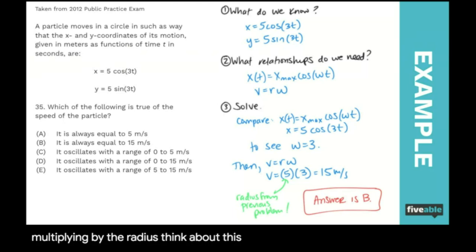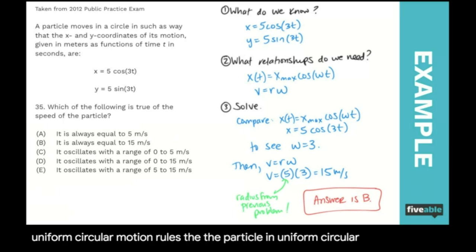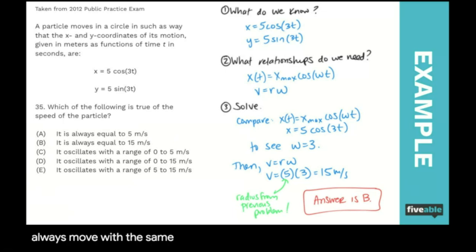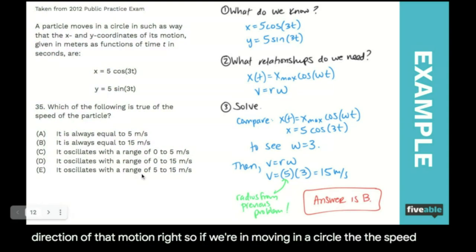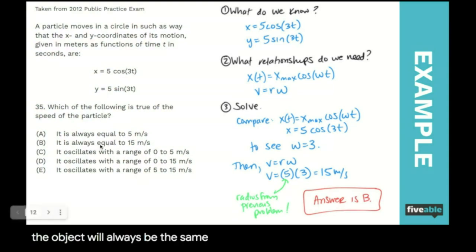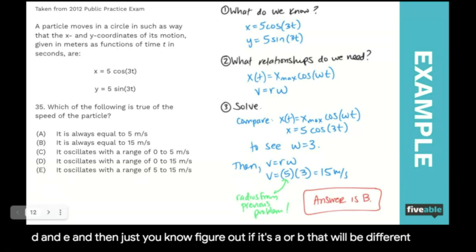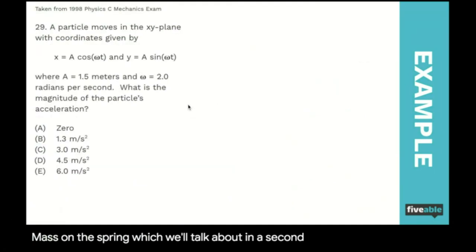If we think about this also, just remembering our uniform circular motion rules, the particle in uniform circular motion will always move with the same speed. The only thing that's changing is the direction of that motion, right? So if we're moving in a circle, the speed of the object will always be the same. So right away, we should be able to rule out C, D, and E, and then just figure out if it's A or B. That will be different for mass on the spring, which we'll talk about in a second.